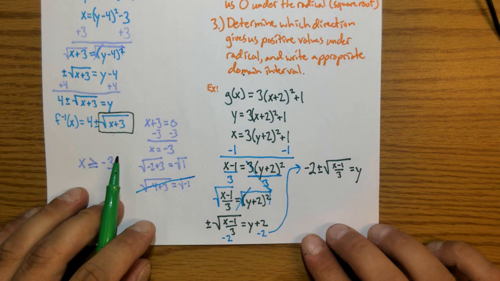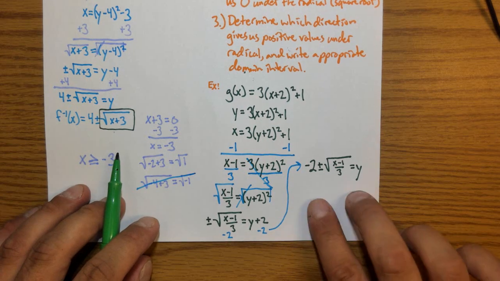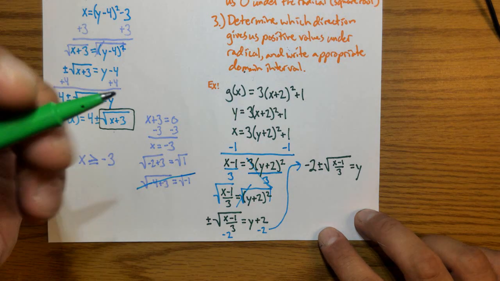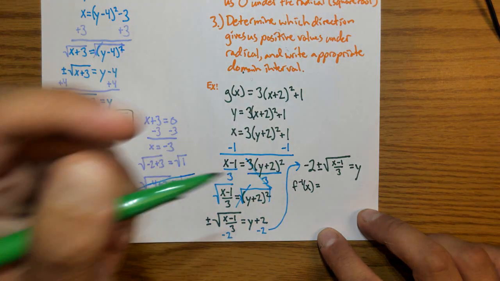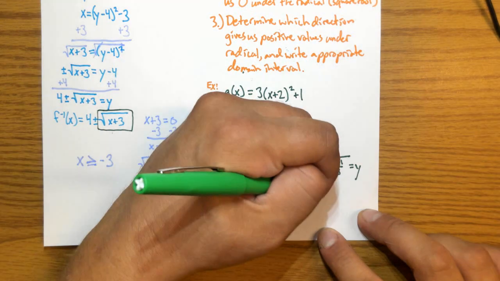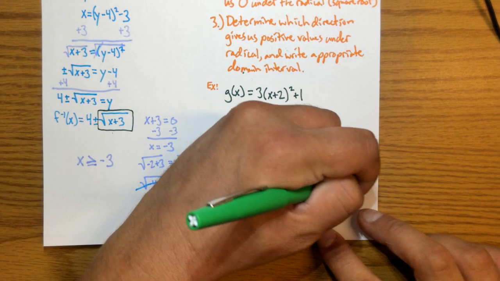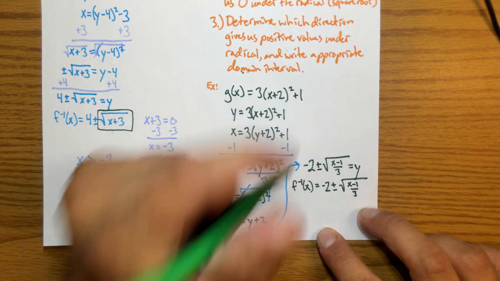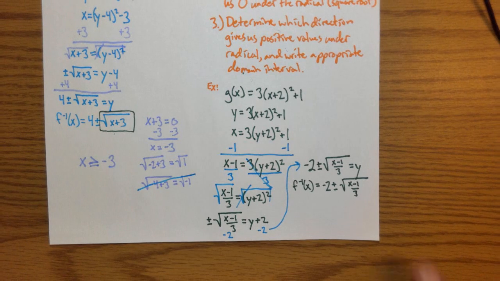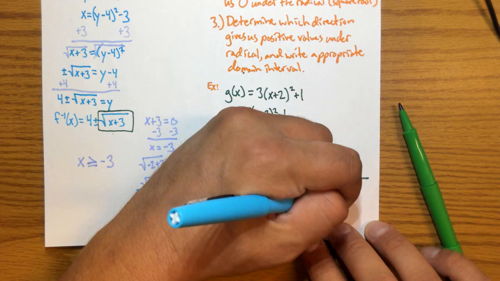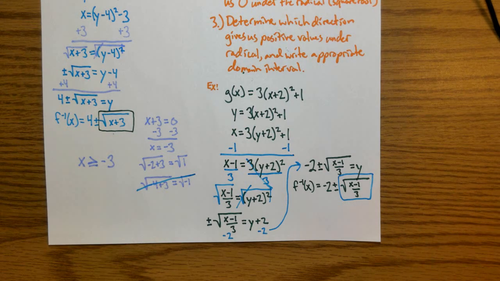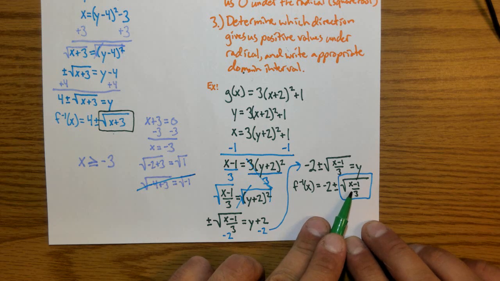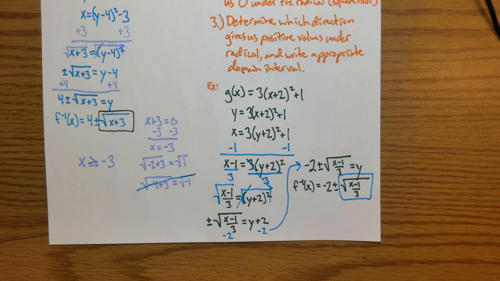And then I can just move my y over to the left, or switch these, and write f inverse of x equals negative 2 plus or minus the square root of x minus 1 over 3. So let's remember that all I'm concerned about is this radical here. Nothing else will matter for us. So what number can I plug in so that I get 0 under the square root here? It looks like I could plug in 4.